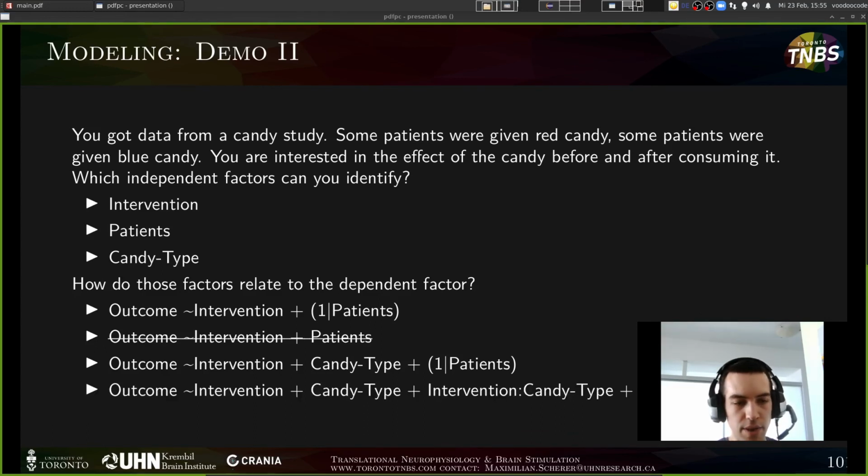And then we could include the interaction, which would be the combination of, was there a difference between those patients that were given red candy and those patients that were given blue candy? Like in terms of a clinical study, that would be if you provided your patients again with a drug, was there a difference between those patients that got the drug and are female and those that are male, or whatever confounding factor you may expect?